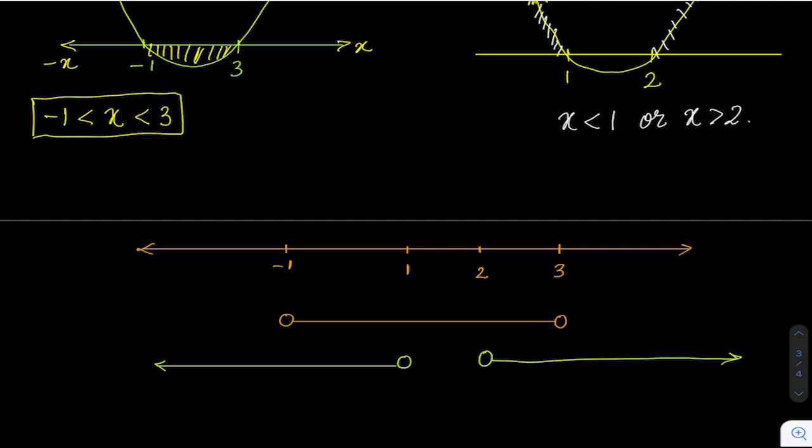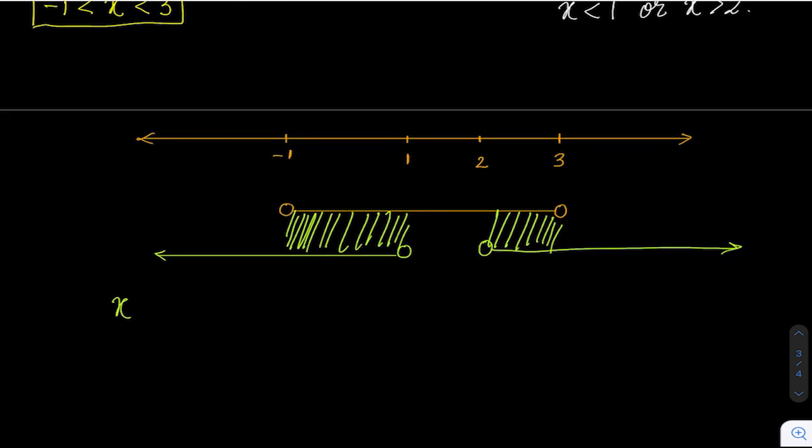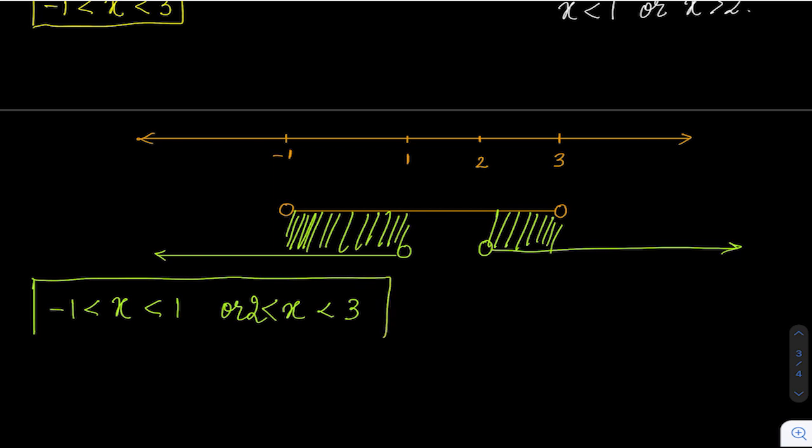Now you can see which part is common to both the answers. As I can see, this part is common and this part is common. This is there in both the answers. So what is my answer? My answer is minus 1 to 1, so x is from minus 1 to 1, or x can be from 2 to 3. So this is my answer.